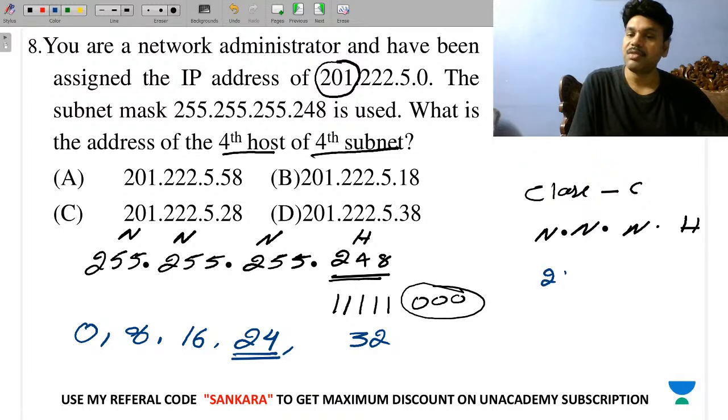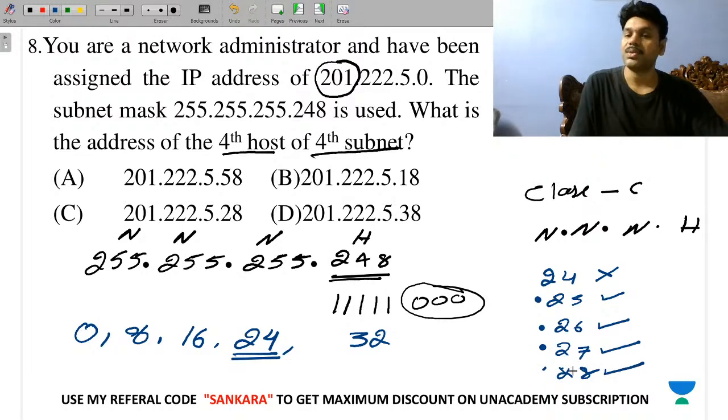So I am taking the first, 24. It cannot be used. Next number 25, yes, I can use. Next number 26, I can use. Next number 27, I can use. Next number 28, I can use. So this is your fourth host. So your answer is option C.